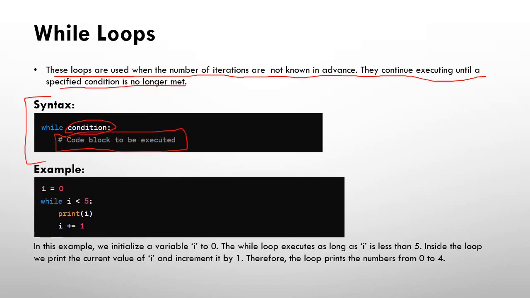Here is an example of while loop. In this example, we initialize a variable i to 0. The while loop executes as long as i is less than 5. Inside the loop, we print the current value of i and increment it by 1. Therefore, the loop prints the numbers from 0 to 4.